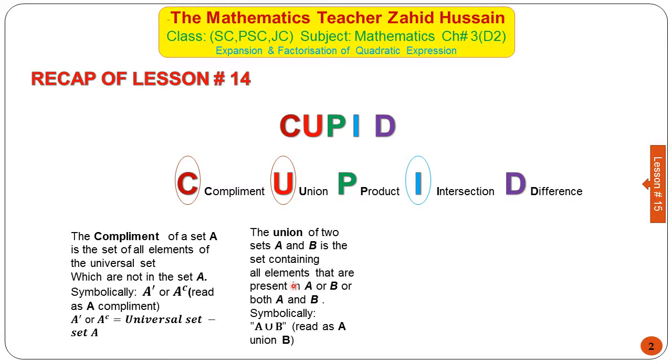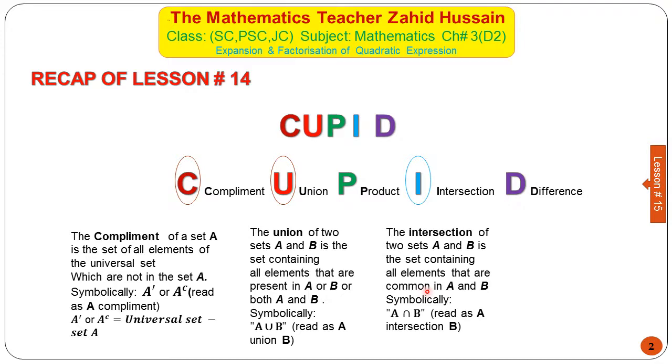Union of two sets A and B is the set containing all elements that are present in A or B, or both A and B. Symbolically, A union B is written as this. And intersection of two sets A and B is the set containing all elements that are common in A and B. Symbolically, A intersection B is represented like this. So these are the set operations: complement, union and intersection.